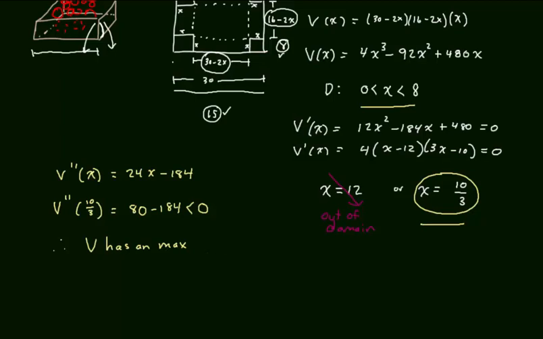So V has a max at x equals 10/3. This also answers the question where it occurs. So the answer to the question is 10/3 by 10/3 inch squares. Example number 3 is a technology question.